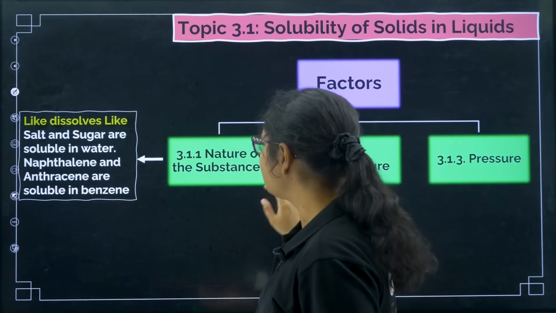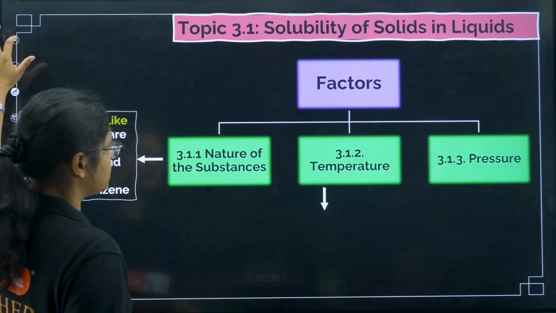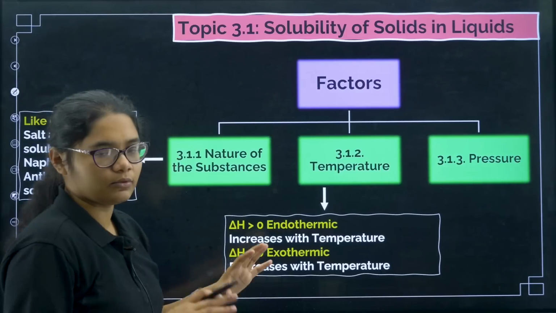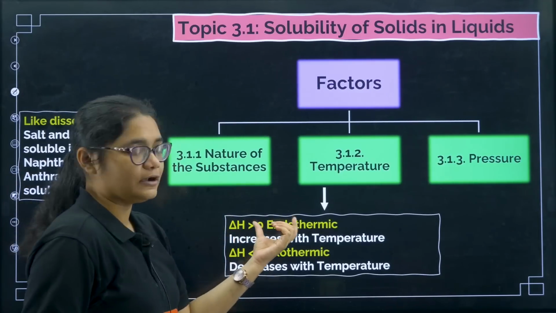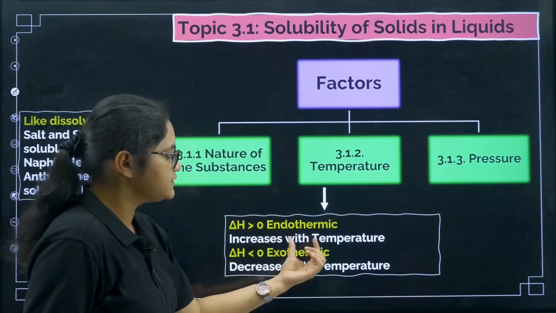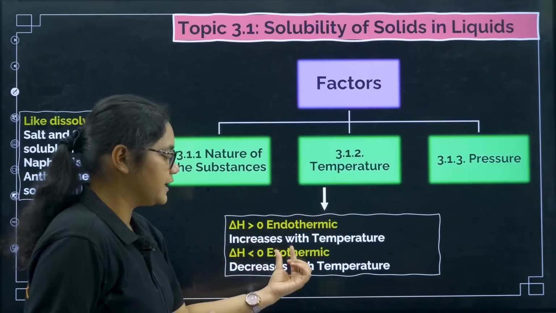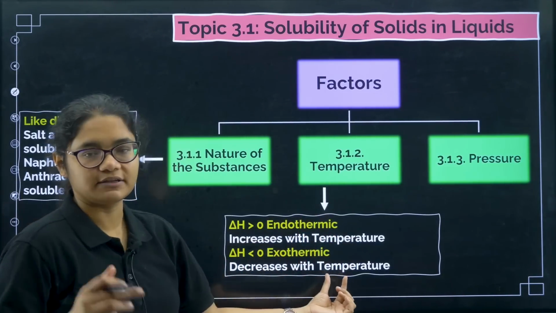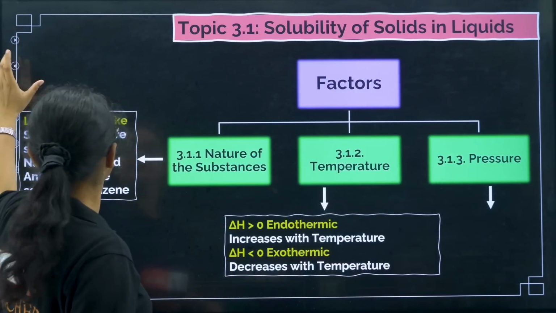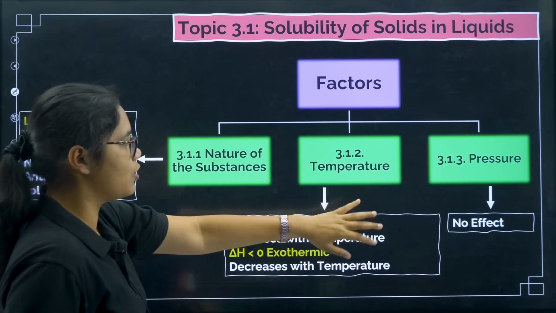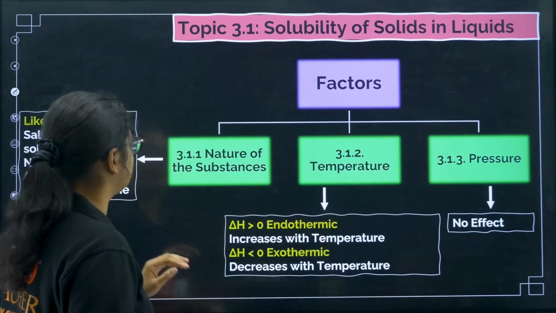Clear? Now coming to the temperature. The solution process can be both exothermic and endothermic. It's not like it is always endothermic or always exothermic. But if it is an endothermic process, then if you increase the temperature, the solubility will increase, and if it is an exothermic process, if you decrease the temperature, solubility will decrease. And for the pressure, there is no effect of pressure on the solubility of solids in a liquid. Clear? So these are the 3 factors.